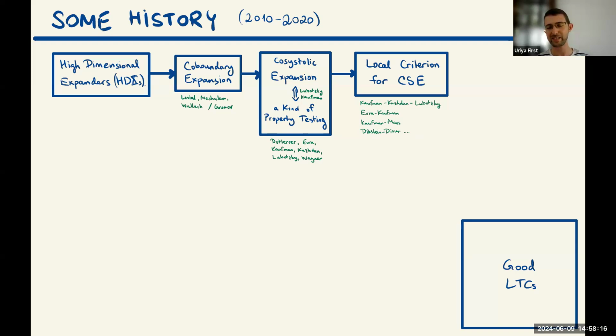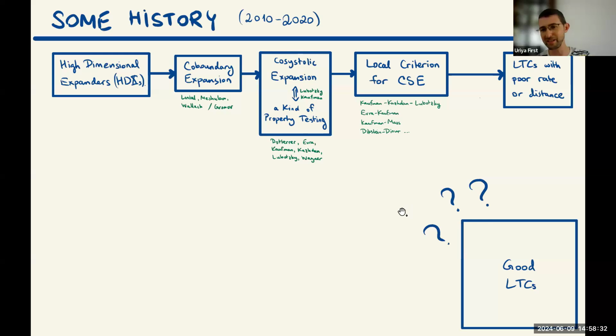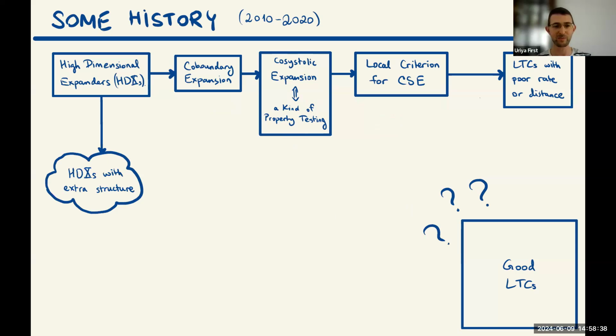So we can ask whether or not this gives LTCs. And the answer is that it does give LTCs. However, they either have poor rate or poor distance, unfortunately. And despite all this intricate mechanism, it was still not clear how to get good LTCs. And this is how things settled for a while. It was clear that one needs high-dimensional expanders with some extra structure, but it was not clear what exactly.